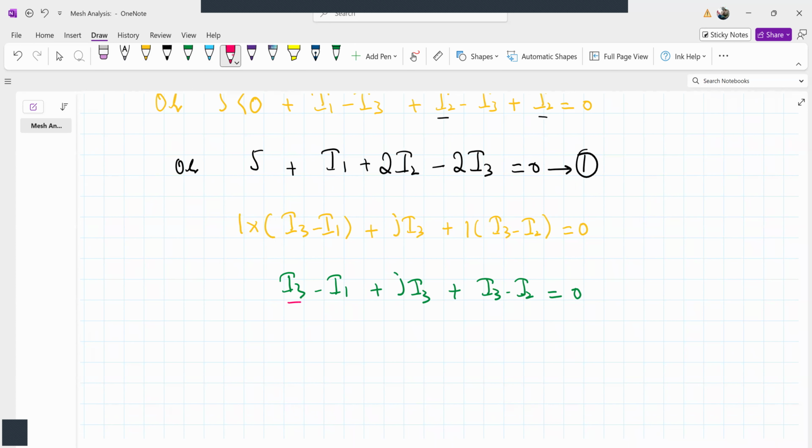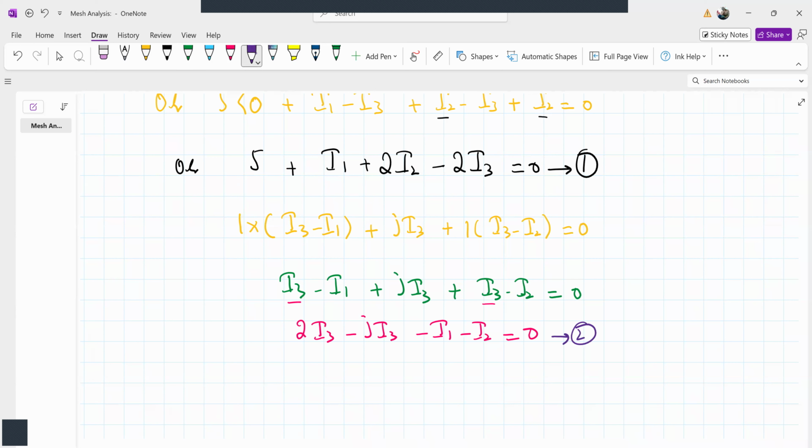So we have I3 and JI3. So that is 2I3 minus JI3 minus I1 minus I2 is equal to 0. So this is our equation 2. Please check the calculations one more time. So I have written this correctly.